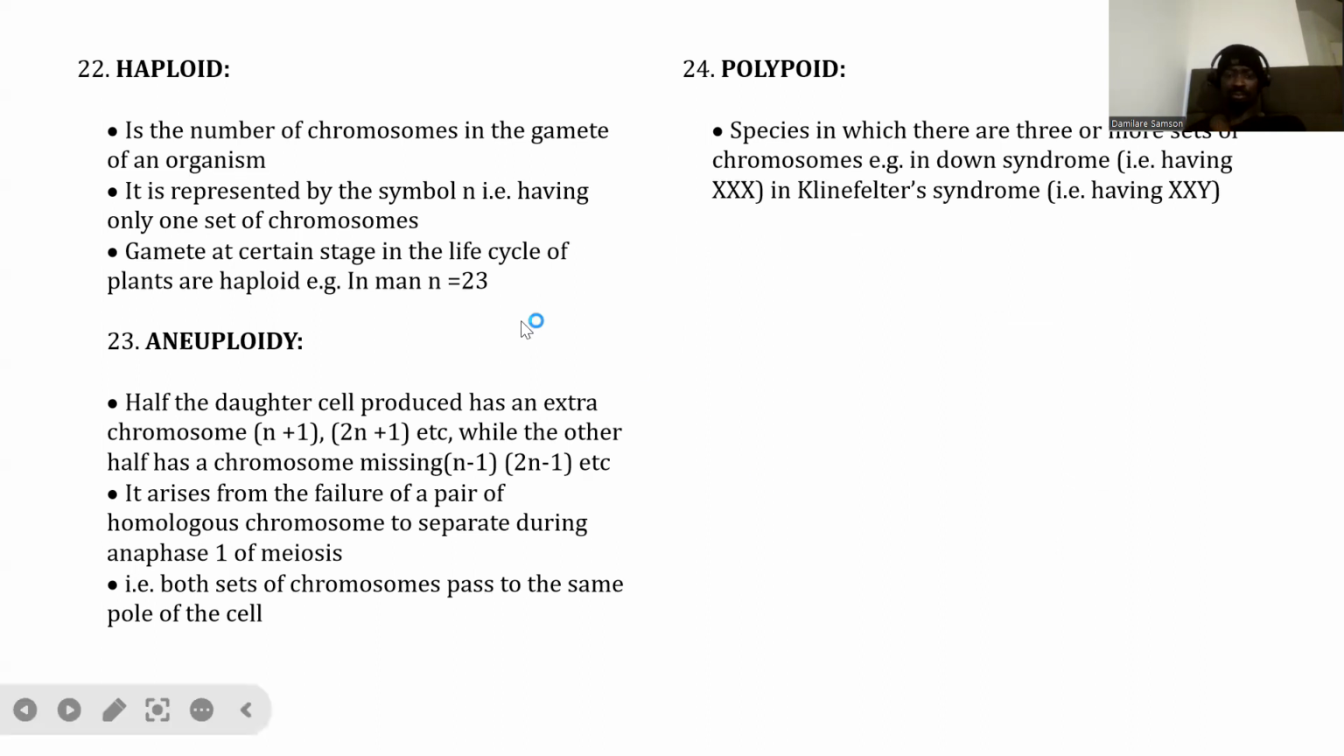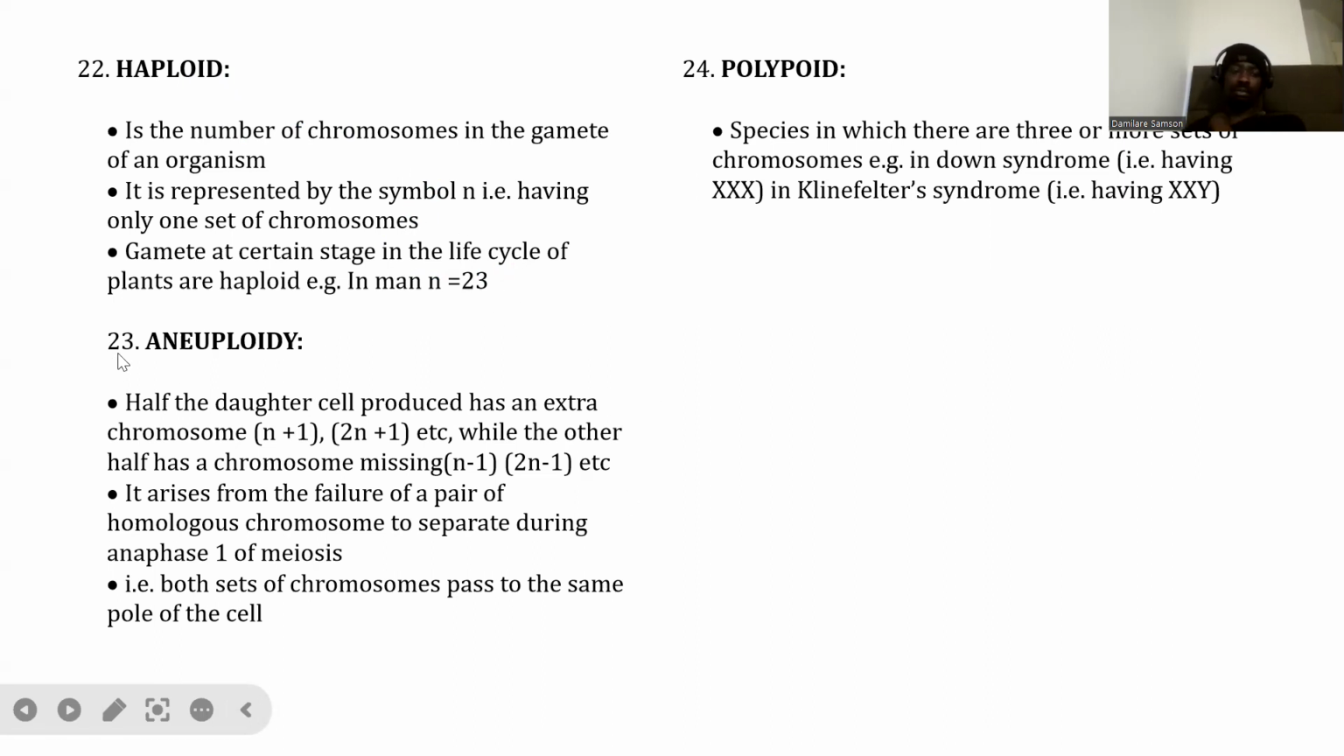So that's at the gametic stage. So every gamete, the sperm cell, the egg cell, we always have the haploid number of chromosomes. In man, for example, it is always 23 chromosomes.